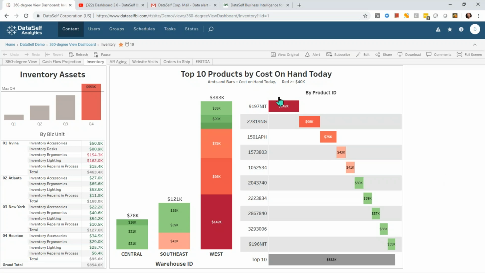So here, for instance, I'm looking at this dashboard that is showing my top 10 products by cost on hand. And if I have too much in a given warehouse, it shows as a red bar. And then when I look at here, aha, my West warehouse has too many of these items sitting there. We need to do something about it. I may need to call the warehouse manager to discuss it and to move things around.